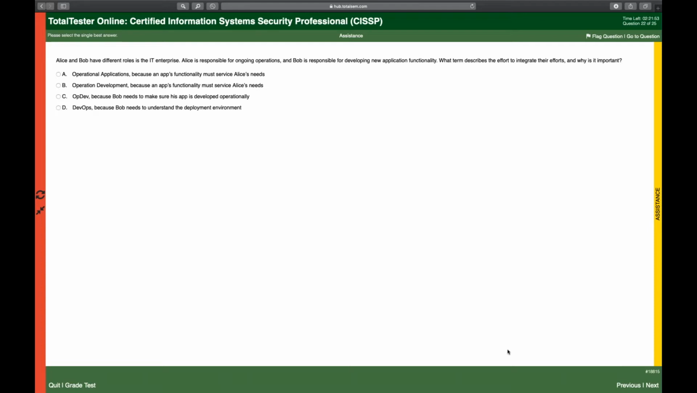Number 22. Alice and Bob have different roles in the IT enterprise. I imagine Alice is responsible for ongoing operations, and Bob is responsible for developing new application functionality. What term describes the effort to integrate their efforts, and why is it important? So Alice is operations, Bob is the developer.